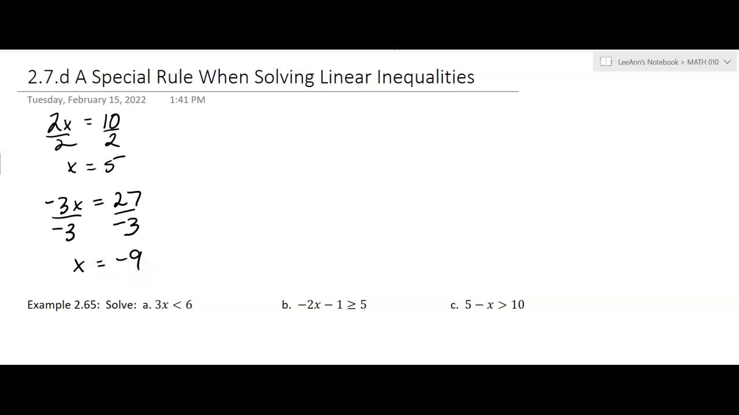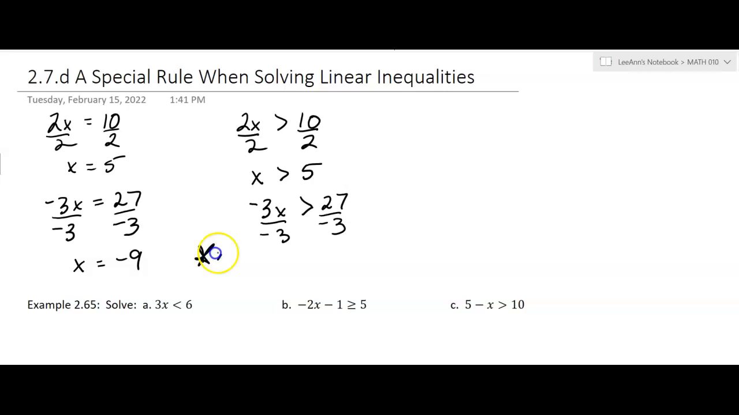No problem. If I have 2x is greater than 10, I can divide both sides by 2, and I get x is greater than 5. No problem. But if I have negative 3x is greater than 27, and I divide both sides by negative 3, now here comes the special rule, I get x is less than negative 9. Notice that this inequality changed the other direction. Nothing else changed. I still get x on the left and negative 9 on the right. It's just that the inequality changes.